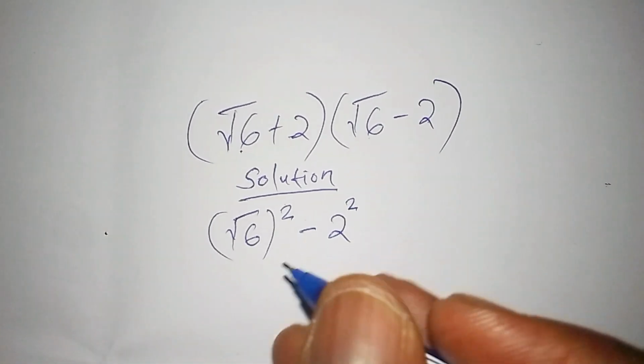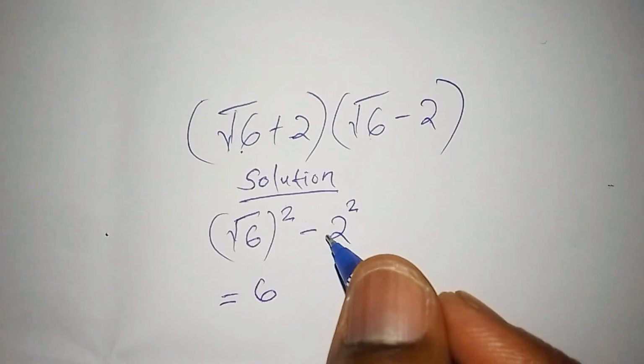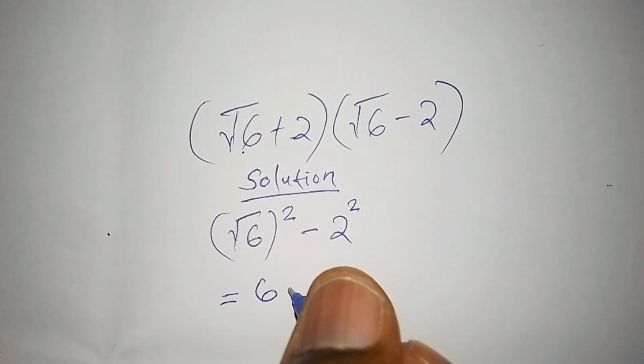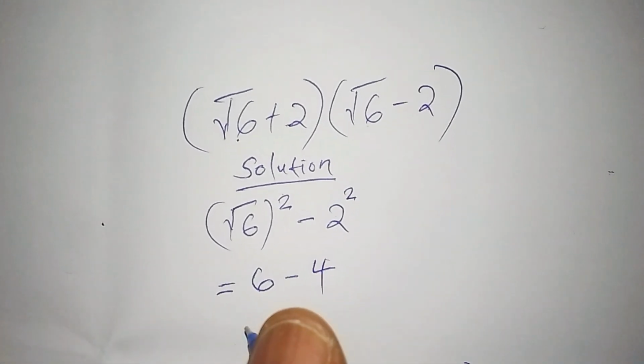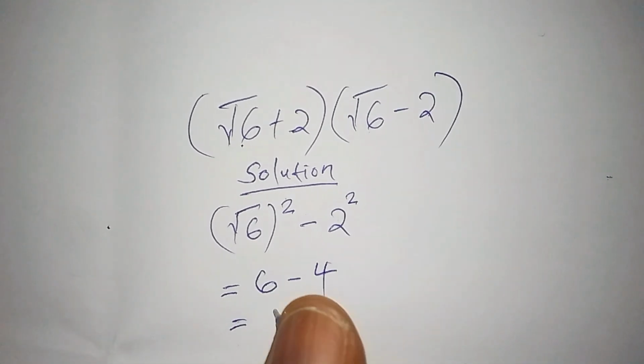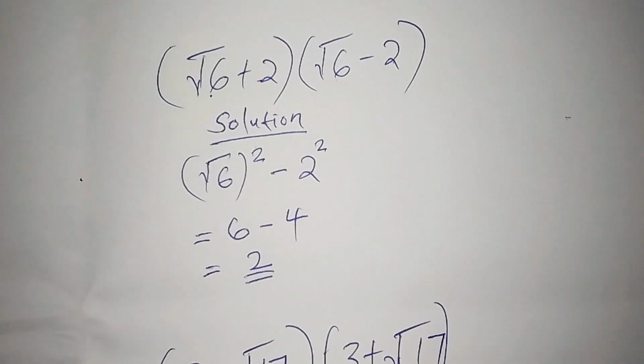Then from there we are going to simplify. Root 6 squared is 6, and 2 squared is 4. So we shall have 6 minus 4, and here the answer shall be 2.